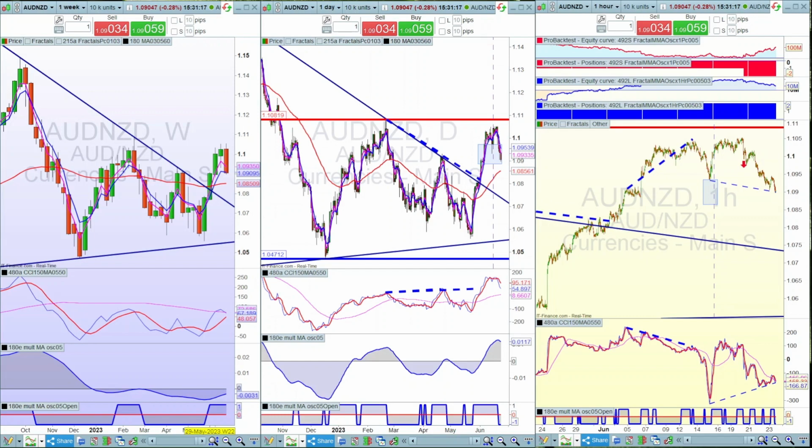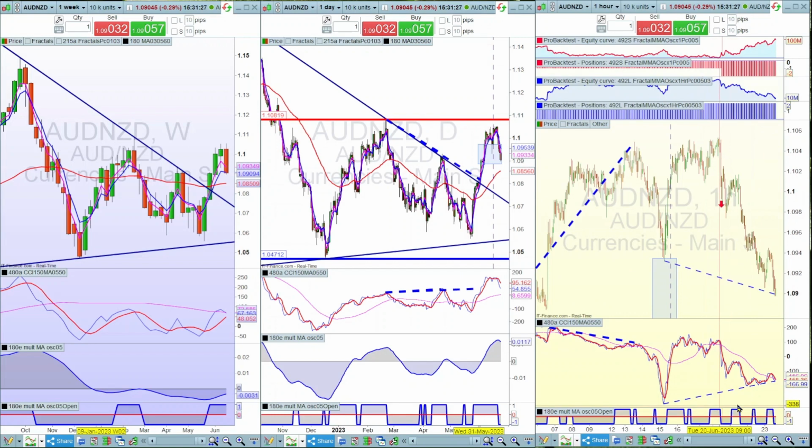This is the Australian New Zealand currency update. Got the bullish momentum on our weekly, a bearish movement on our daily, and also a bearish movement on our hourly. Although we do have a bullish momentum or bullish divergence on the CCI versus a bearish divergence on the price chart. And we'll see if this is going to do anything in the coming days or hours.